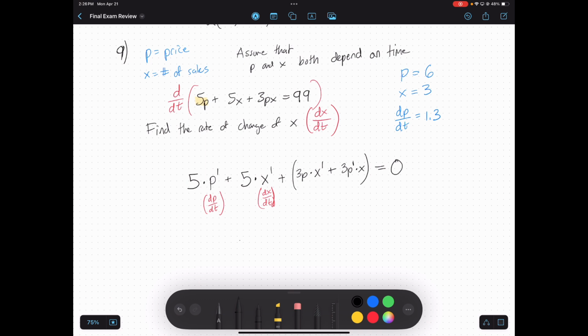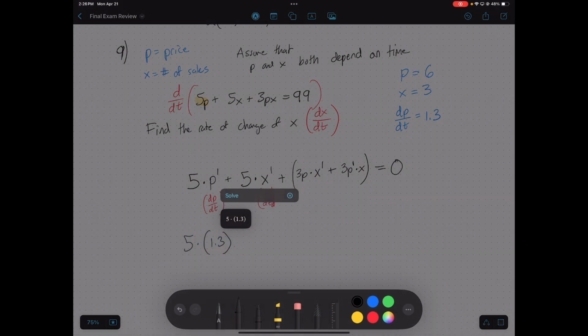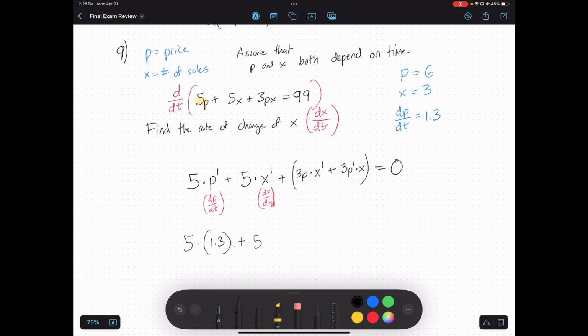Okay? So I get 5 times p prime, which is 1.3, right? It's my dp over dt. Plus 5 times, this is what I don't know. I don't know what dx over dt is. Plus 3p, well, I know what p is, 6, times x prime, which is once again what I don't know. It's that dx over dt. Plus 3p prime is 1.3. And x is 3.